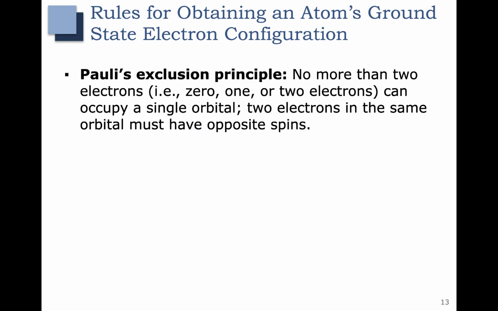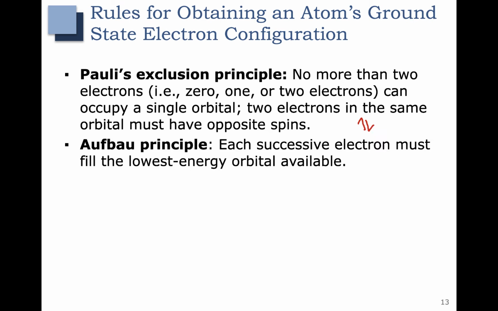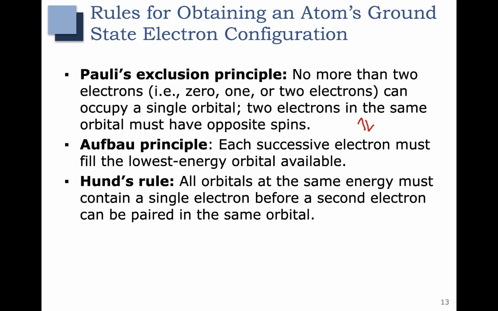Pauli's exclusion principle says that no more than 2 electrons can occupy a single orbital. That means that once we add 2 electrons to an orbital, we can't add any more. We also know from Pauli's exclusion principle that if we have 2 electrons in the same orbital, they have to have opposite spins. And those are represented spin up and spin down. The Aufbau principle tells us that each electron must fill the lowest energy orbital available. So we're going to fill from the bottom up. And Hund's rule tells us that all orbitals at the same energy must contain a single electron before we can add that second electron that's the opposite spin.